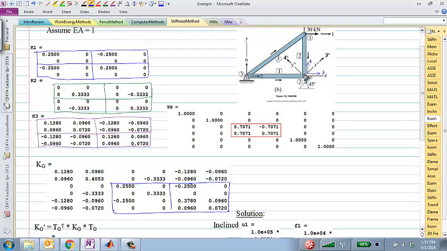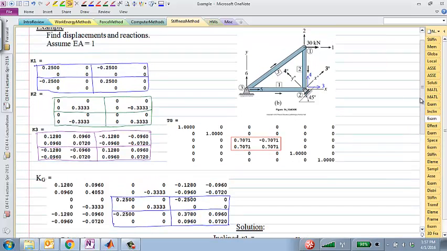So hope you are able to kind of discern that these 4x4 numbers are already in here. Then we have K2, which is connected to nodes 1 and 2. So those would be contributing to degrees of freedom 1, 2, 3, 4, right? And that is in green. So I'll mark that in green up here.